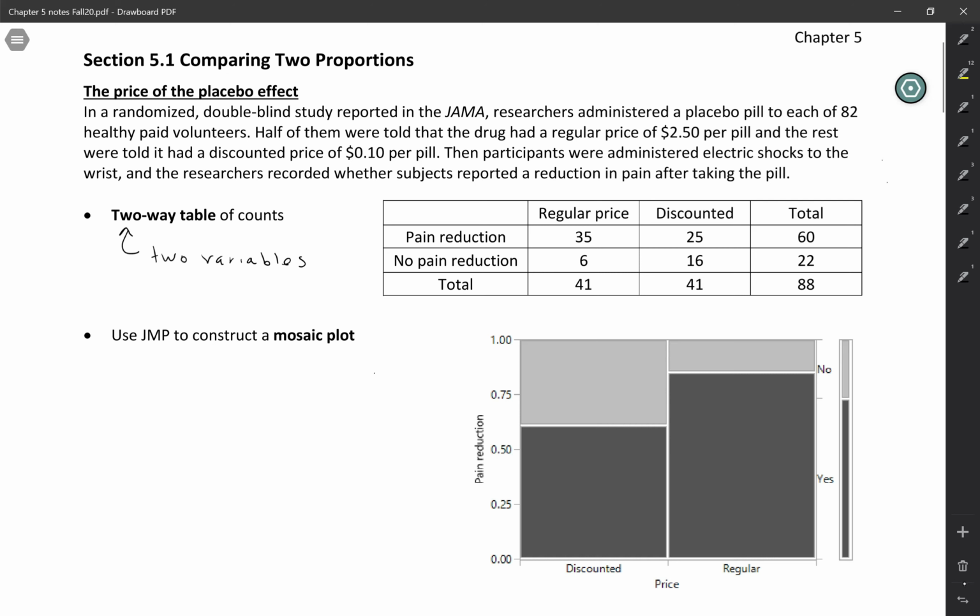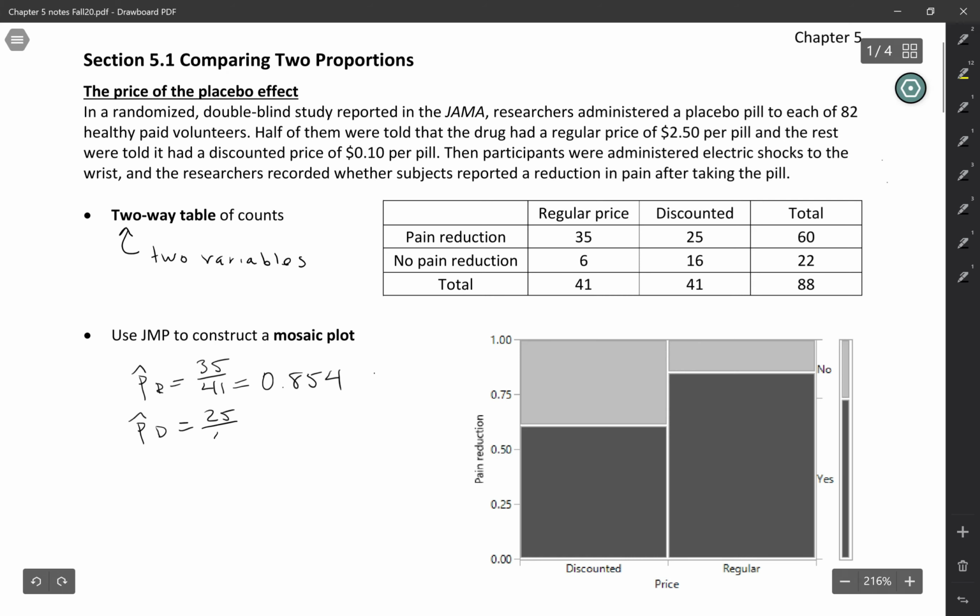So that's representing in each group how many people had reduction in their pain. So we're looking at sample proportions. Sorry, the table and the mosaic plot are in different order. But the proportion who had pain reduction in the regular price group was 35 out of 41. So 85%, 0.854, had pain reduction in that group. Whereas the proportion in the discounted group was 25 out of 41, which is 0.610.